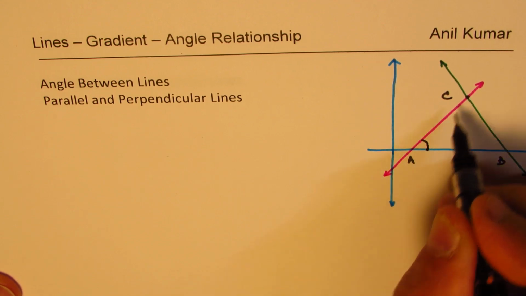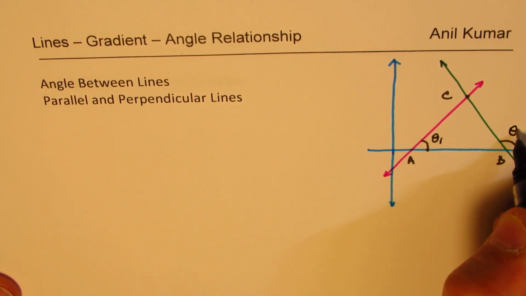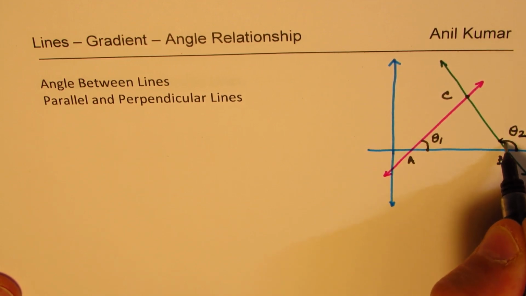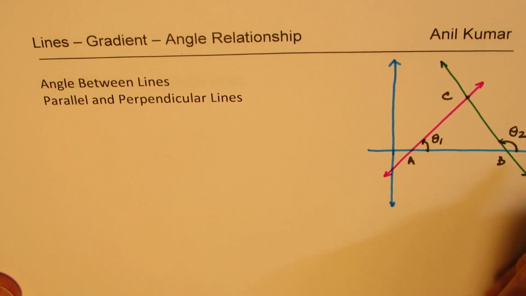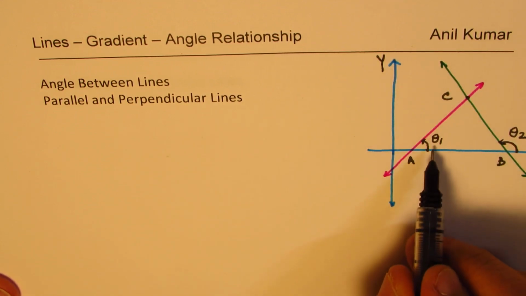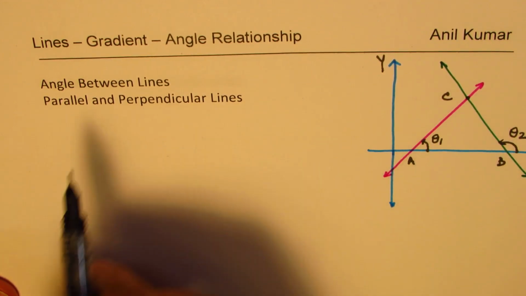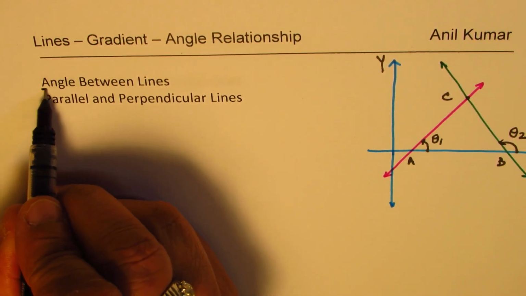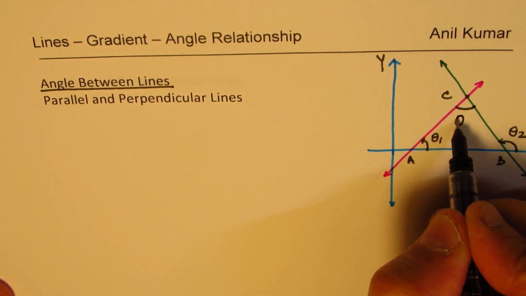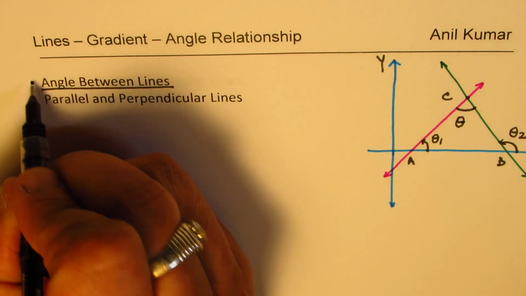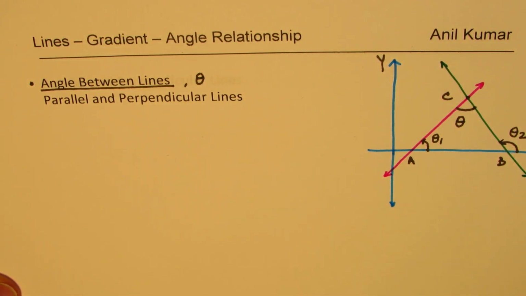The angle which the first line makes is theta 1, the angle which the other line makes is theta 2. Always the angles are anti-clockwise from the positive x-axis. Perfect. So therefore we always take these as theta 1 and theta 2. Now when we say angle between lines, we're talking about this angle theta, which is between lines, right? So that is the angle theta which we're talking about. Is that clear to you?